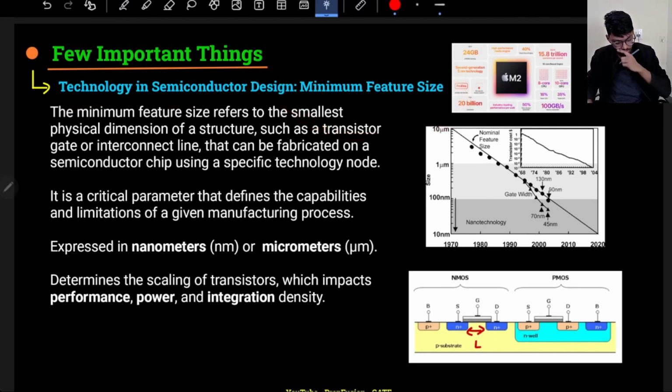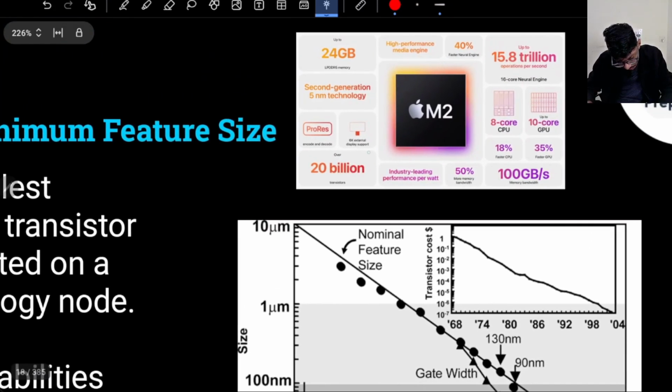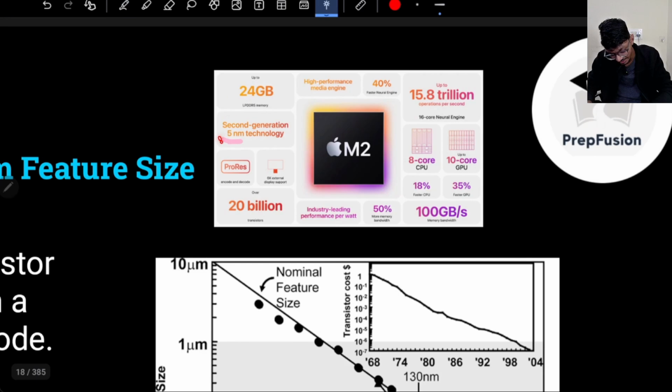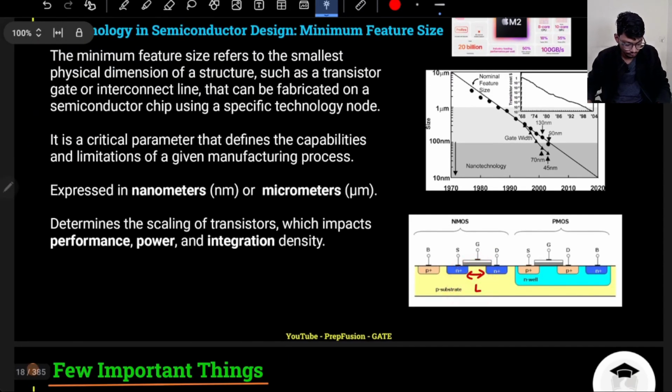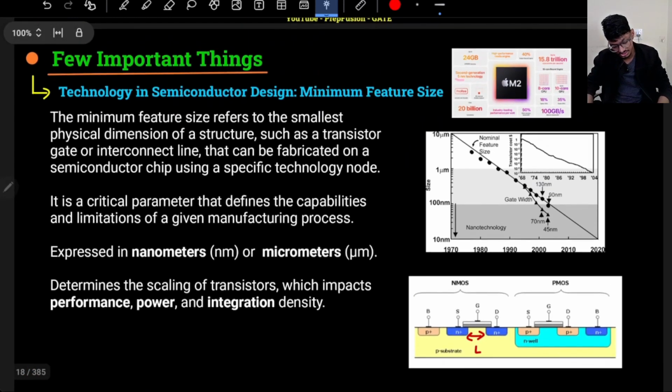If you remember this M2, here they have written it: second generation 5 nanometer technology. What does this 5 nanometer mean? This 5 nanometer actually means the length of the transistor. Here I have written L, the L in the W by L ratio, if you remember solving the transistor, where L is the length of the transistor, basically the channel length, correct? So this is what we mean by technology.